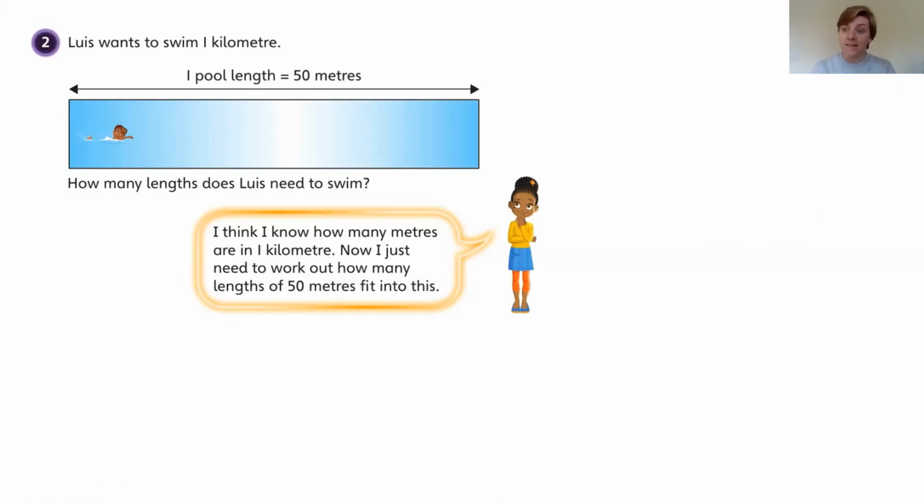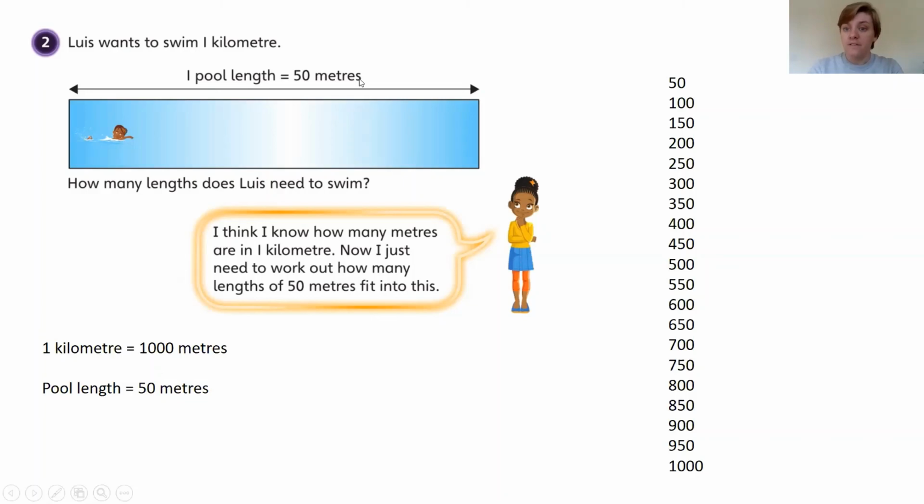Okay, let's go through this. So, first thing I did was I worked out that 1 kilometre was the same as 1,000 metres. I already knew that. And I know that the pool length is 50 metres. So I need to work out how many of these 50 metres Lewis needs to do to get to 1,000 metres. So how many of 50 metres fit into 1,000 metres? So I counted in 50s. Here we are. 50, 100, 150, 200, 250, 300, 350, 400, 450, 500, 550, 600, and so on.